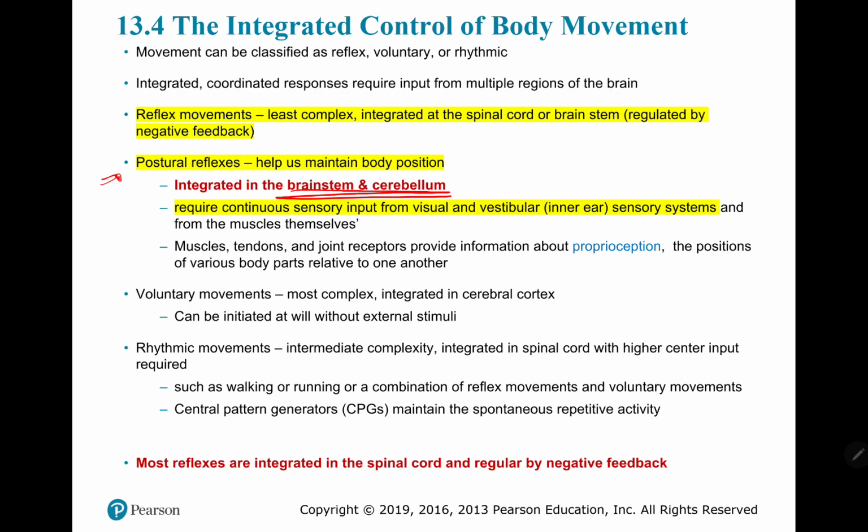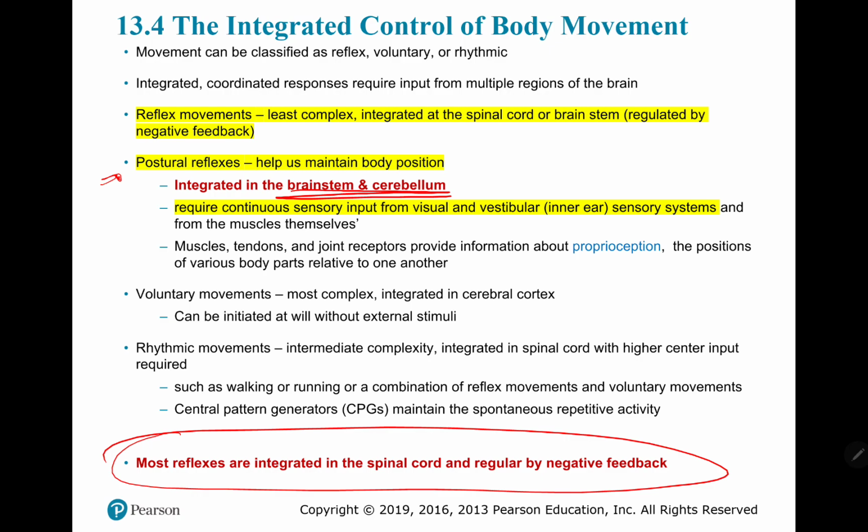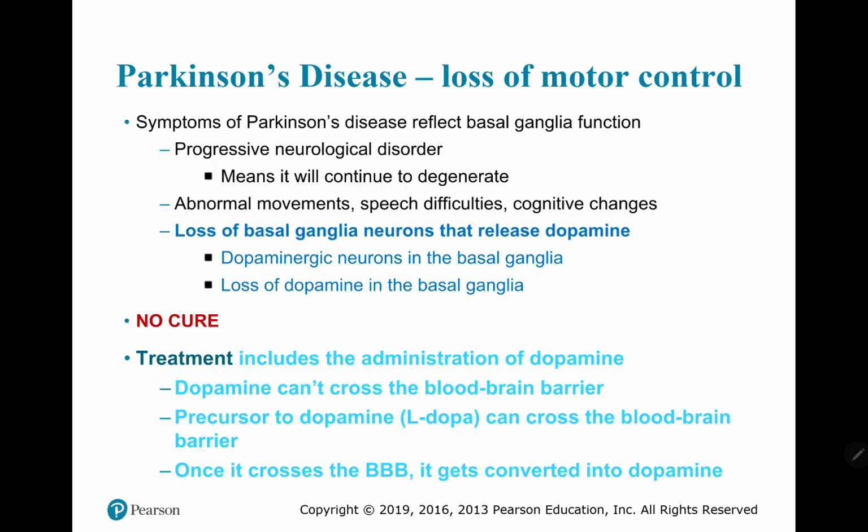And so we have postural reflexes, rhythmic movements, voluntary movements, things like that. Most of these reflexes are going to be integrated in the spinal cord, and they're going to be regulated by, again, negative feedback.